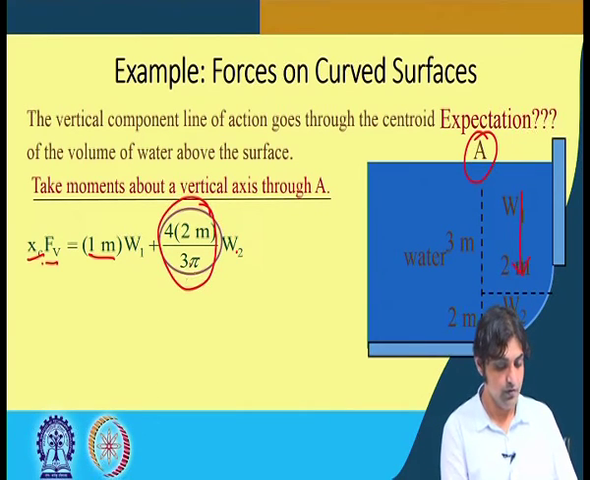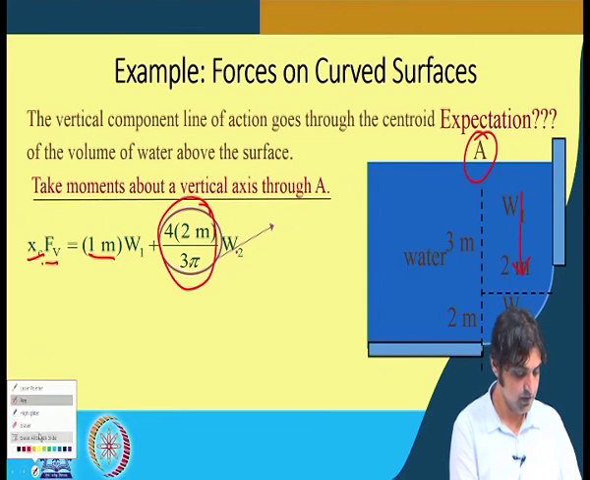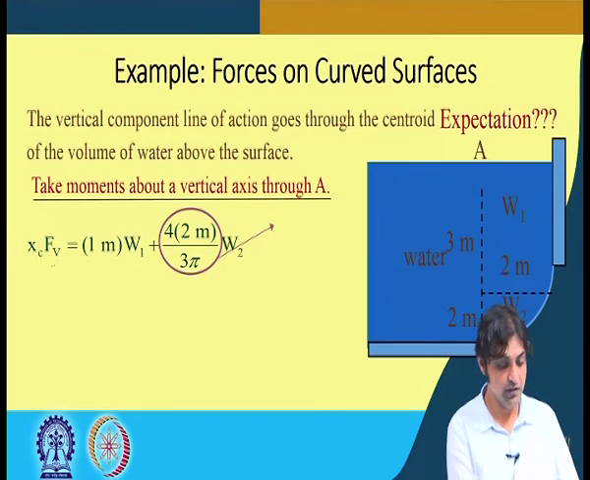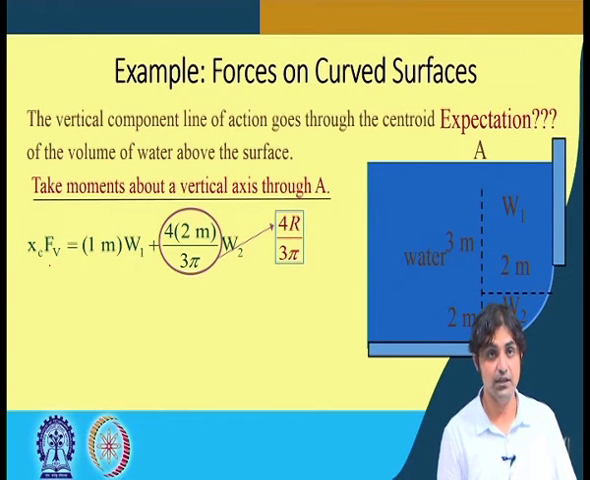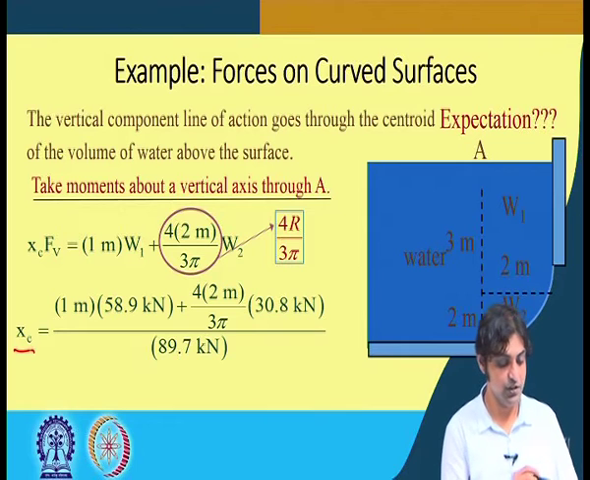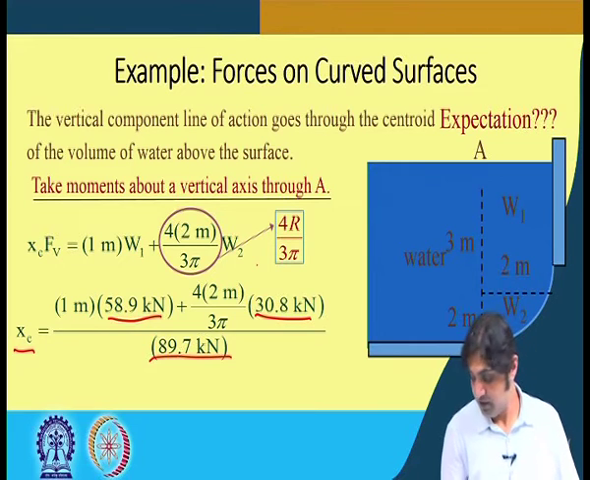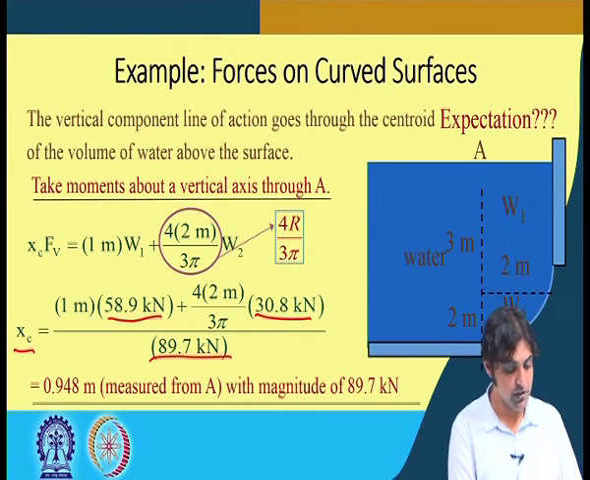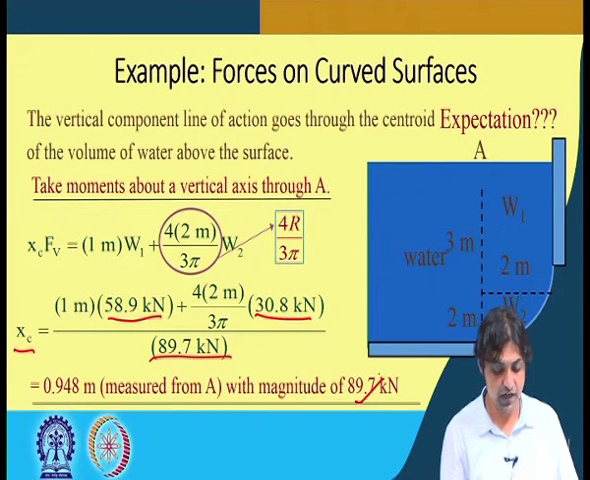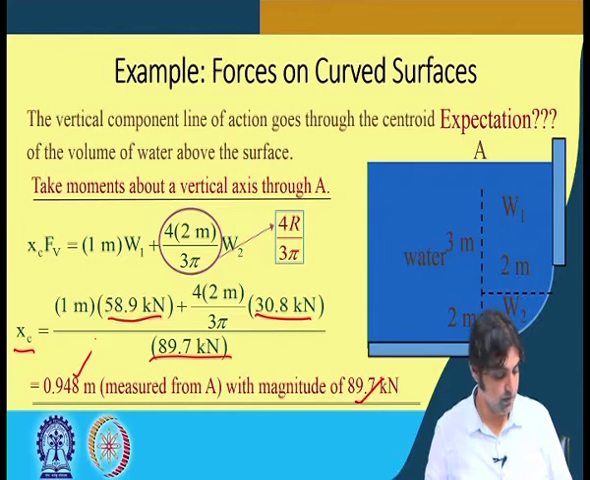So okay, so let me erase this. Yeah, okay, so this is the 4r by 3 pi, and this will give us the location XC. So it will be 1 meter, weight W1 was 58.9, this we already know, W2 was 30.8, and the total vertical force we found out was 89.7 in the previous slide. So this is actually going to give us 0.948 meter, and it is measured from A with magnitude of 89.7 kilonewton. So this is the magnitude and this is the location. Okay.